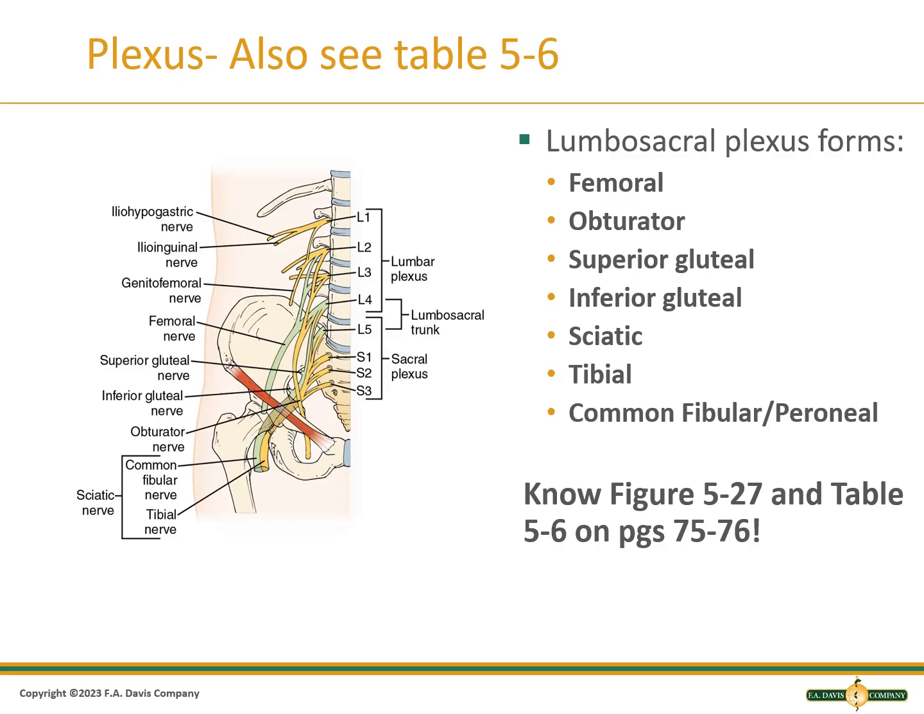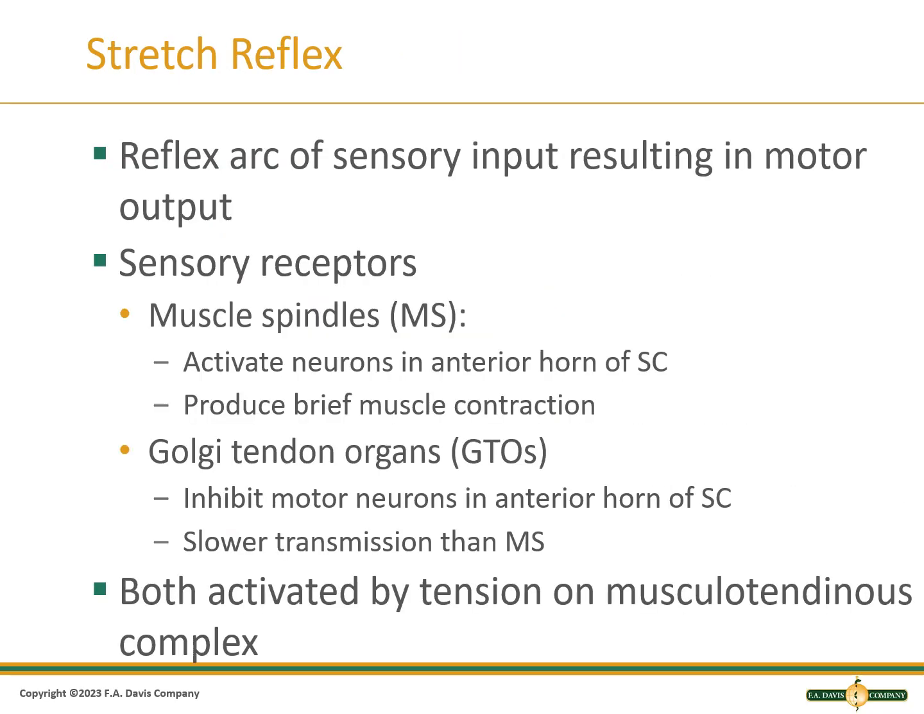Then we have the sciatic nerve that leaves the plexus to innervate hip extensors and knee flexors of the hamstrings, but then the sciatic nerve actually splits at the knee to form the tibial nerve, which innervates the plantar flexors, and the common fibular nerve, which wraps around the fibula to the anterior of the leg to innervate the dorsiflexors. Again, I would familiarize yourself with figure 5.27 and table 5.6 for this information.